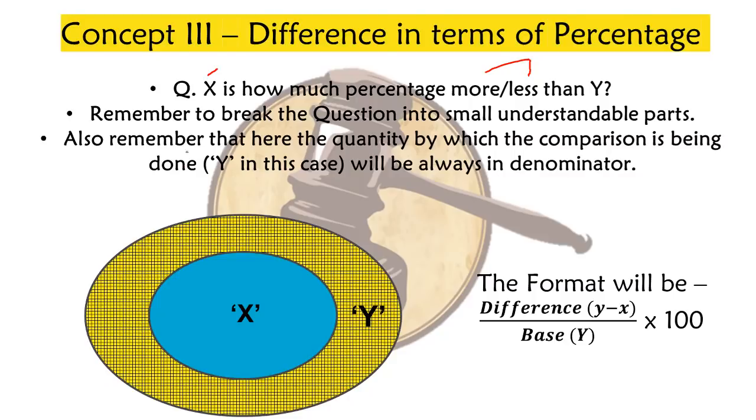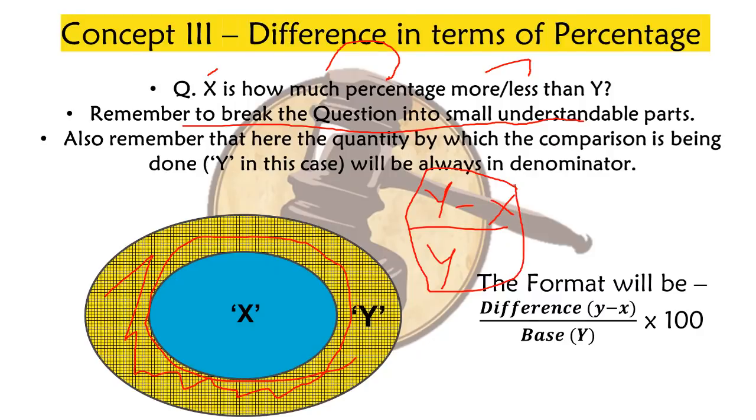You'll just get through the questions really quick. So again, remember to break the questions into small understandable parts. Now, I'll try to explain what this question is trying to ask. So x is how much percentage more or less than y. Again, y is the bigger circle, x is the smaller circle, and this time they are asking us to find the percentage in terms of difference. So this difference, which is the shaded yellow region, they are asking us to find this. So what percent of y is this shaded region, which is y minus x, right? So that's what the question basically asks us. This is what we have to find.